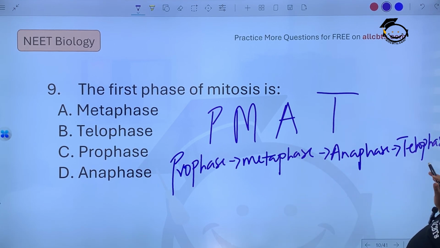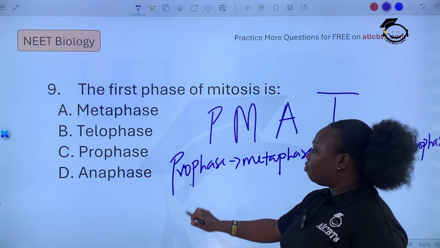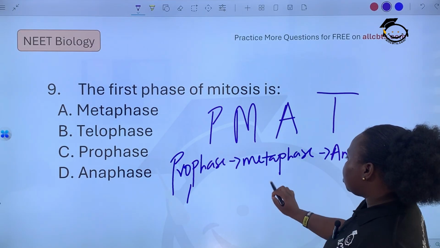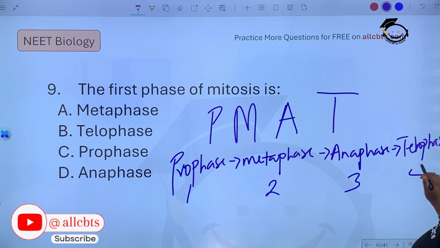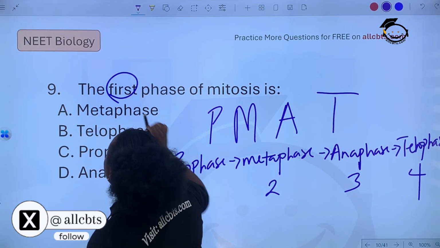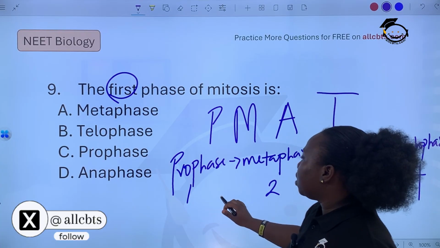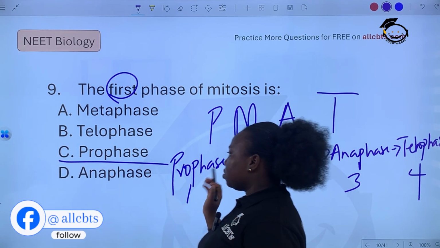So in this question, we are being asked that. So if you are asked what is the first stage, it is the prophase. Second stage is the metaphase. Third stage is the anaphase. Fourth stage is the telophase. Now this question, we are being asked for the first phase. Now according to what we wrote here, prophase is the first stage. That's option C.